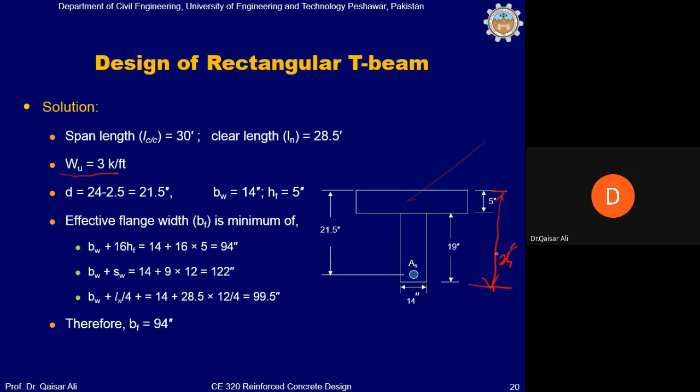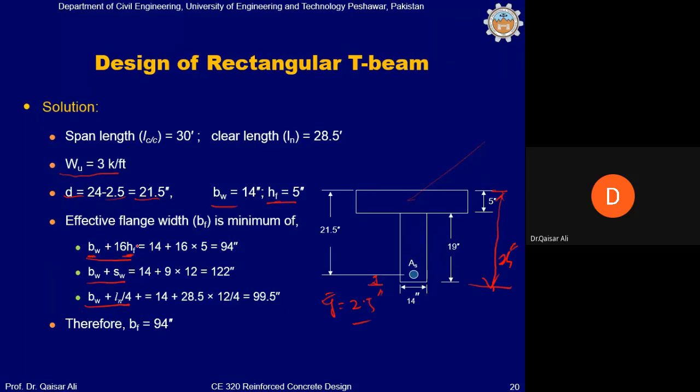नीचे जो आपके पास 19.5 इंच, और 2.5 इंच हमने वाई बार लिया हुआ है। वाई बार क्या है, वी हैव डिस्कस्ड दिस इन द प्रीवियस स्लाइड। एज्यूम हम करते हैं 2.5 इंच, तो आप डी इफेक्टिव एज्यूम कर लेंगे। BW आपको गिवन है, स्लैब थिकनेस भी गिवन है। अब टी बीम के लिए जो 3 इक्वेशन हैं ACI कोड के, दे आर BW + 16 HF, BW + SW एंड BW + LN/4। 16 HF स्लैब थिकनेस है, BW क्या है?